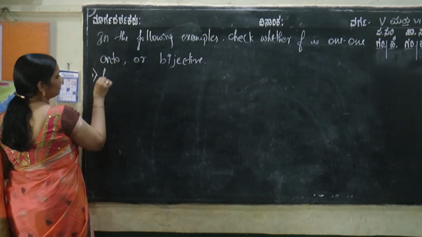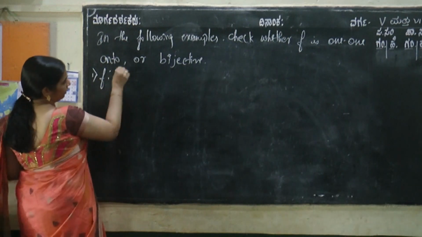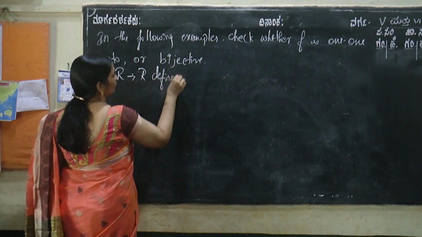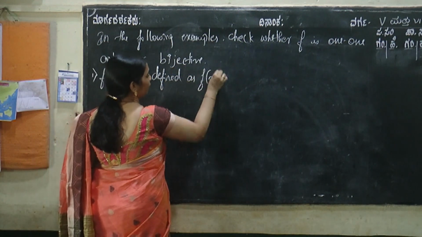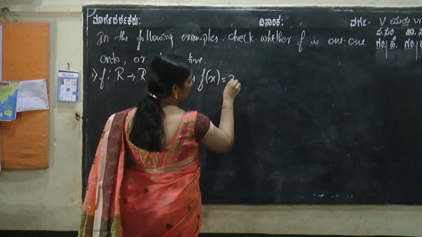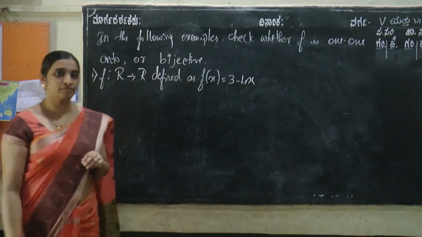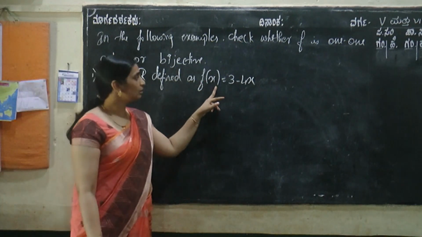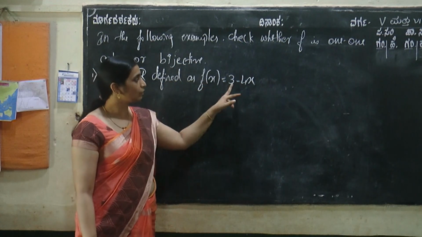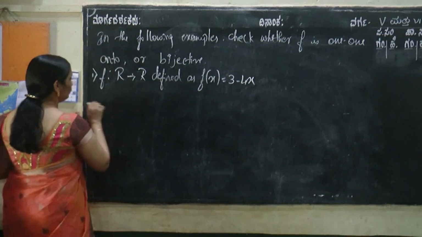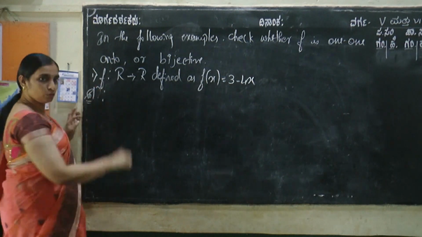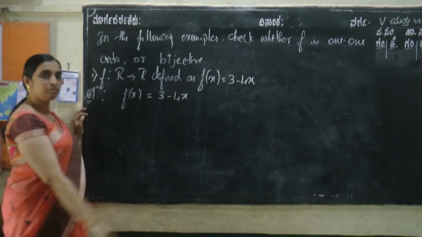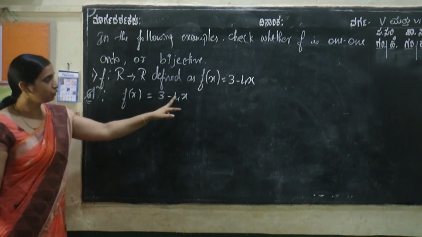So the first question is a function f defined from the set of reals to the reals, defined as f of x is equal to 3 minus 4x. f is a function defined on the set of real numbers and the definition of the function here is f of x is equal to 3 minus 4x. Now let us take the solution. f of x is equal to 3 minus 4x.